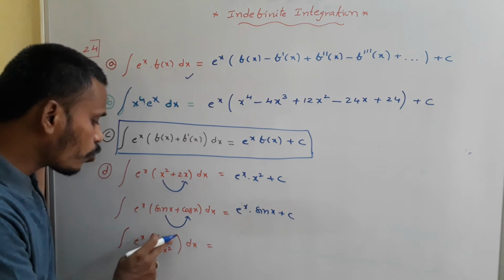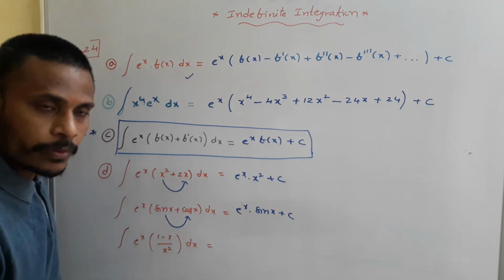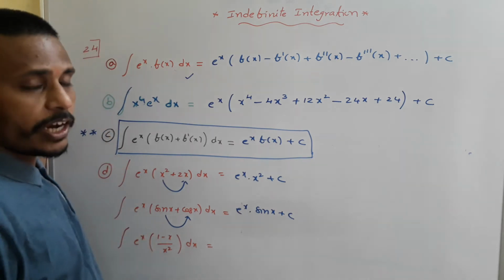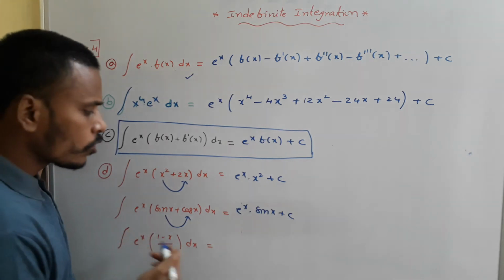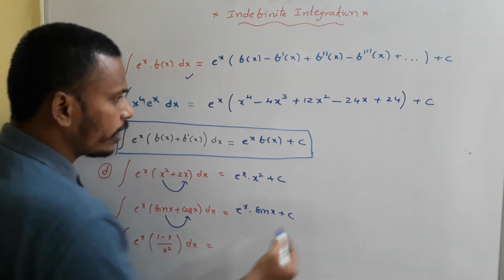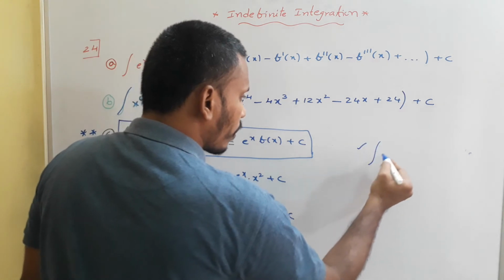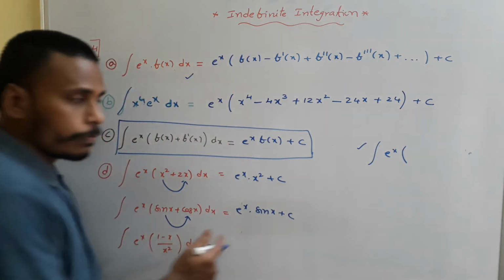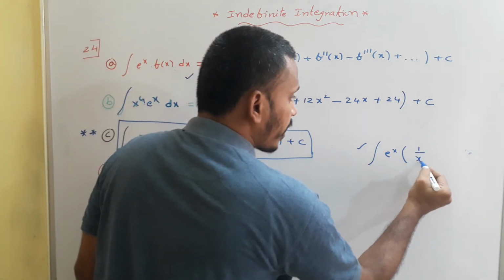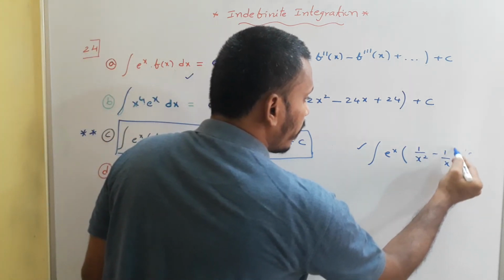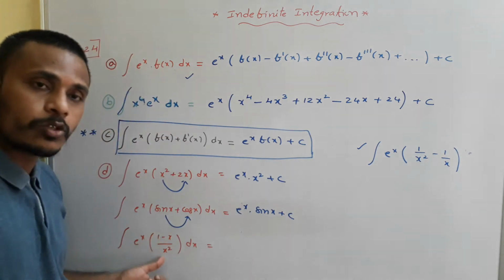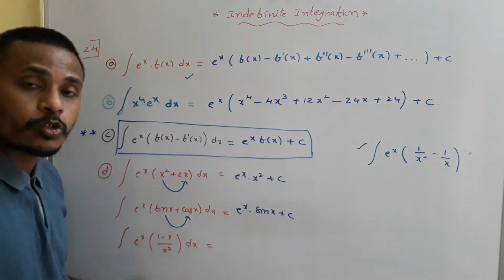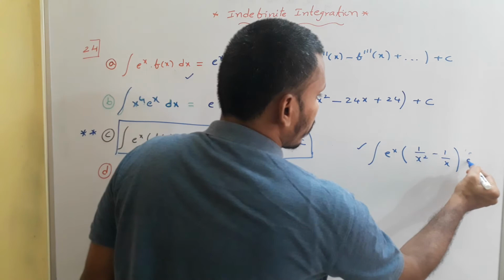Now e power x into 1 minus x by x square dx. If you look, the function and its derivative are not clear. So you just try to rewrite this. E power x into 1 minus x by x square. Split the fraction: 1 by x square minus 1 by x, because 1 by x square minus x by x square is 1 by x, dx.